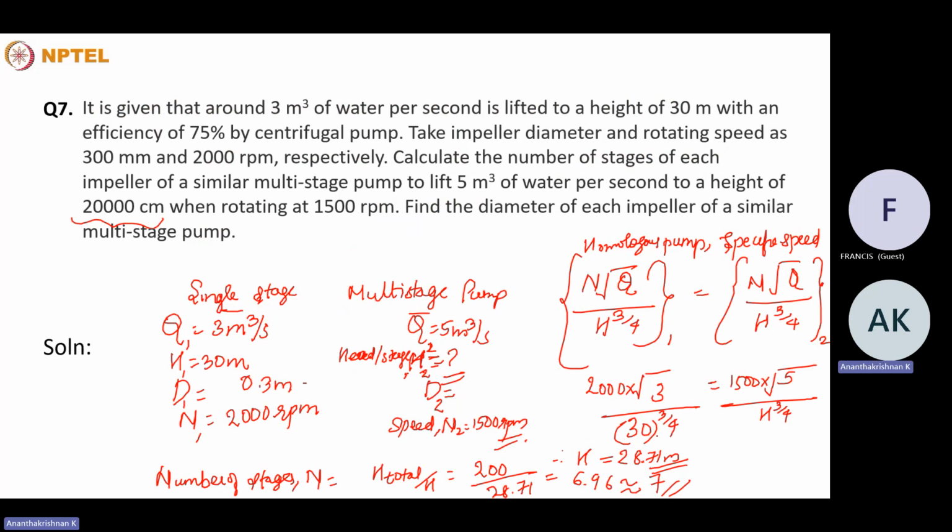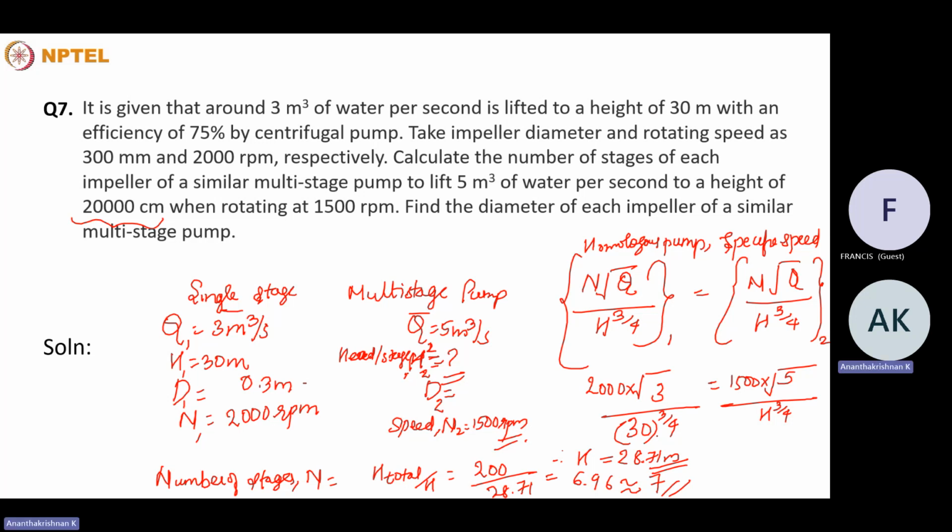In this particular analysis, we had unknowns: diameter and head for the multi-stage pump, for an individual pump in the multi-stage case. We invoke the equation of the specific speed, and we got the value of the head which will be developed by an individual pump in the multi-stage case. Using that head and the available total head which the fluid needs to be lifted, we have calculated the number of stages required in the multi-stage pump.